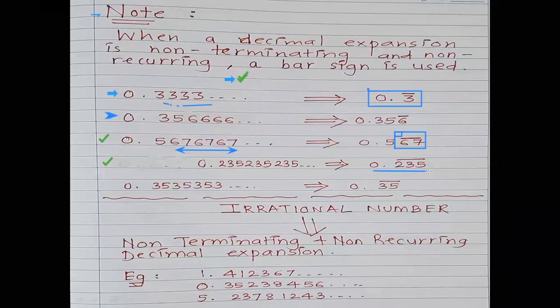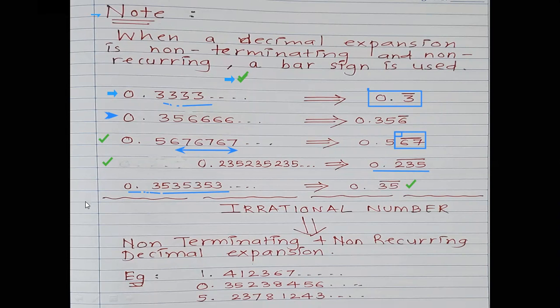Now, let us take the next example. The next example is 0.3535353 dot dot dot. Can you tell me which number is getting repeated? Yes, you saw it correctly. 35 is getting repeated continuously. Hence, this number is written as 0.35, and the bar is all on 3 and 5, which indicates that 35 is getting repeated continuously. Kindly take a note of these concepts.